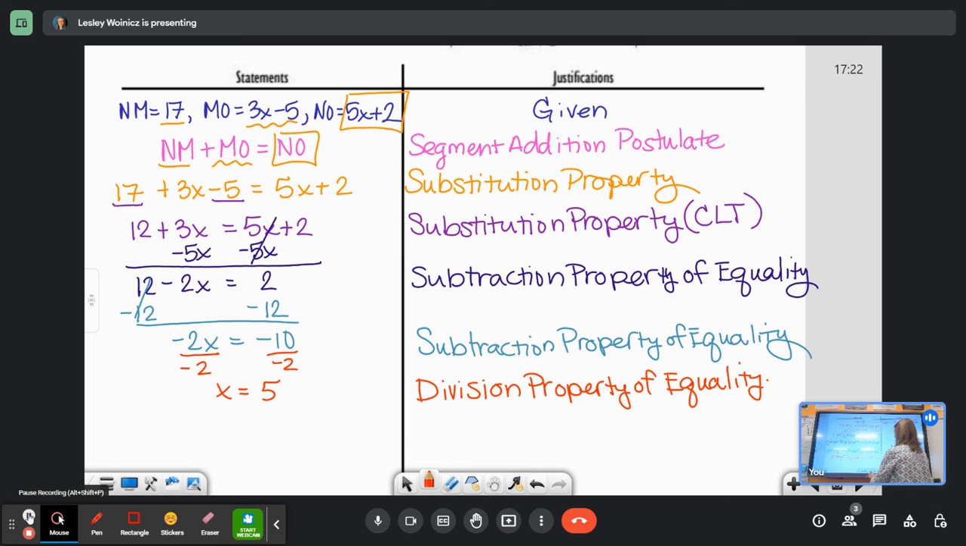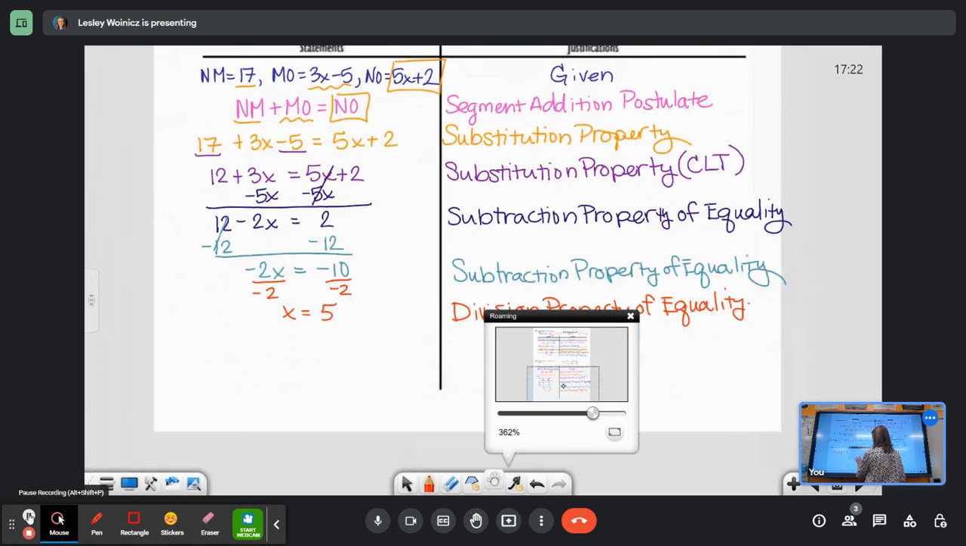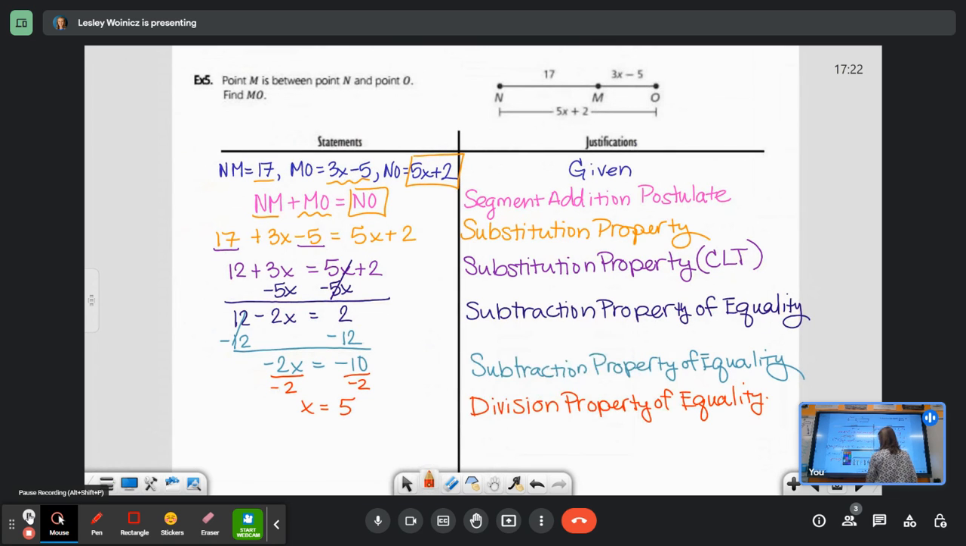Let's see if we were supposed to plug x in and find any lengths. Oh, sure enough. We have to find MO. So we know from the picture that MO is 3x minus 5. So the length of MO equals 3x minus 5. I feel like I might have said plus 5, but I meant minus 5. So sorry if I messed that up.